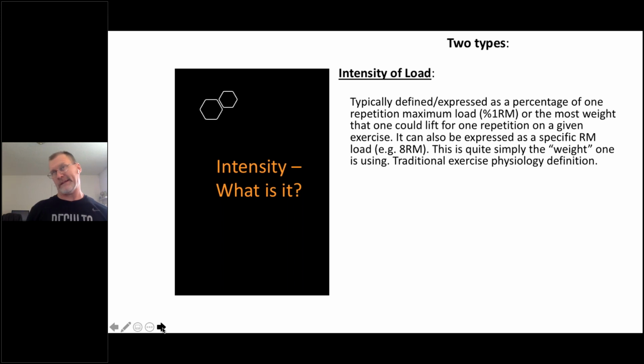It can be a load, like if you're doing a push-up and you put it on an incline, there's a certain percentage of weight that's on your upper body. So you're just minimizing the effects of gravity, but in simple terms, it is just the weight that you are using. So typically it's defined and expressed as a percentage of a 1 repetition maximum load, which is abbreviated %1RM. That's simply the most weight one could lift for 1 repetition on a given exercise.